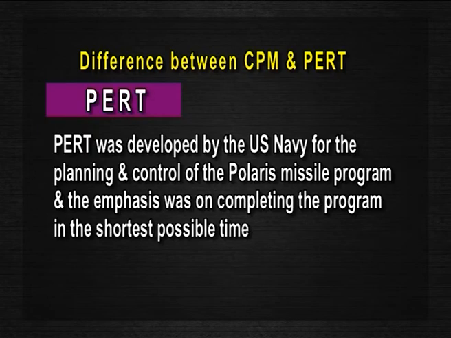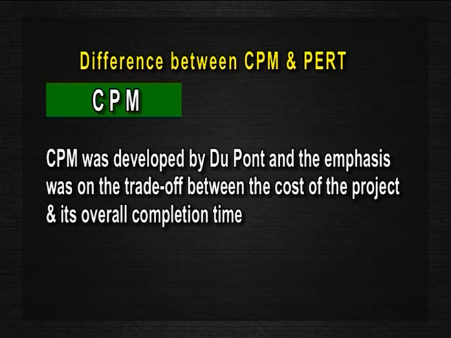PERT was developed by the US Navy for the planning and control of the Polaris missile program, and the emphasis was on completing the program in the shortest possible time. CPM was developed by DuPont, and the emphasis was on the trade-off between the cost of the project and its overall completion time.